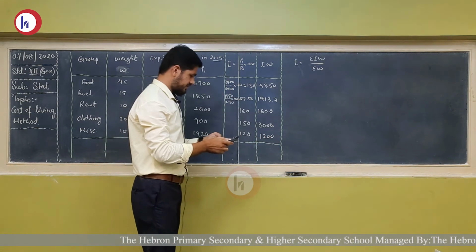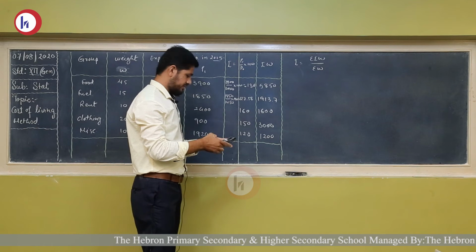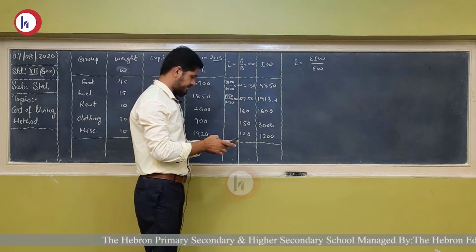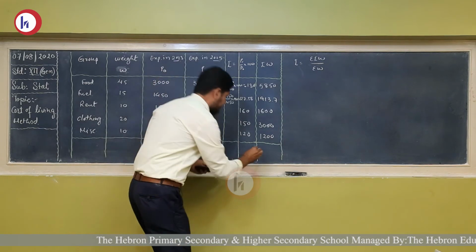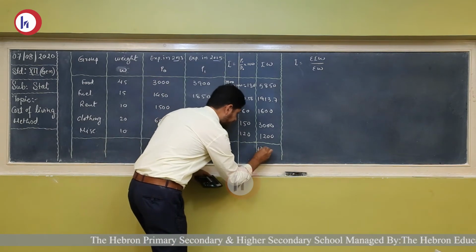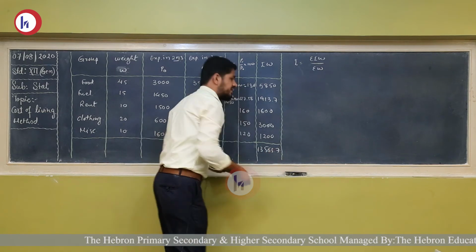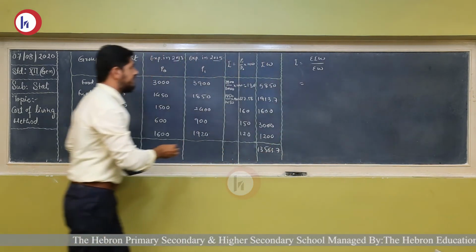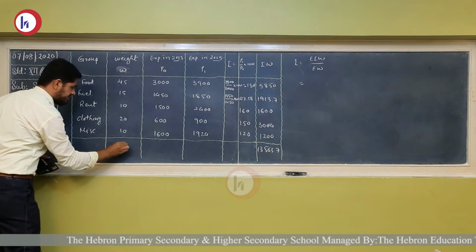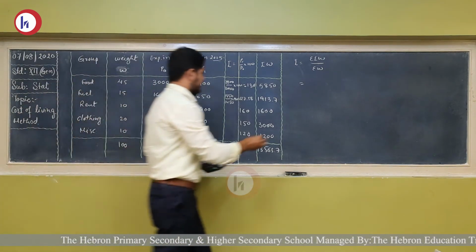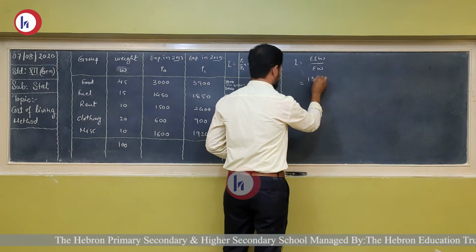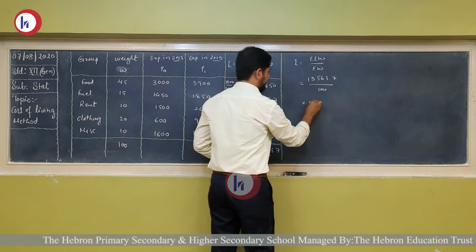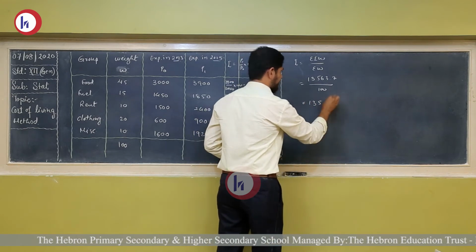Now let's do the sum. 5850 plus the rest, the sum is 13563.7. Now let's input this value into the formula. We need the sum of W also, that is most probably 100. So 13563.7 divided by 100, our final answer will be 64.